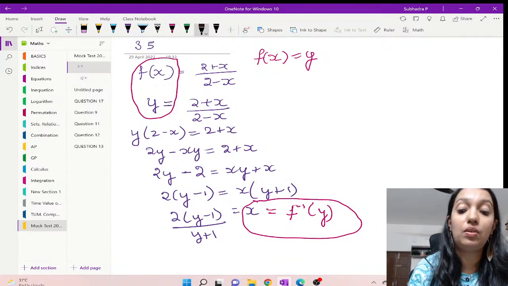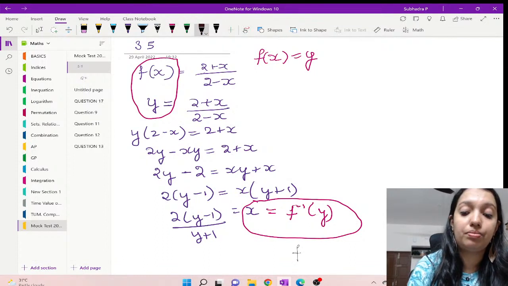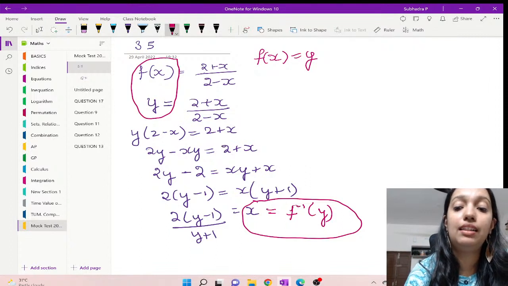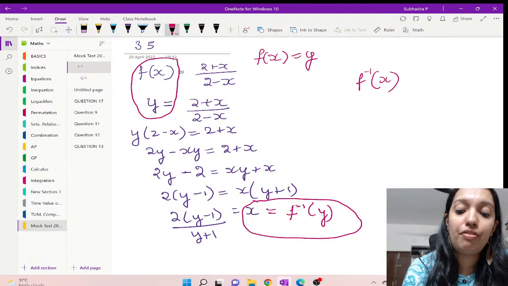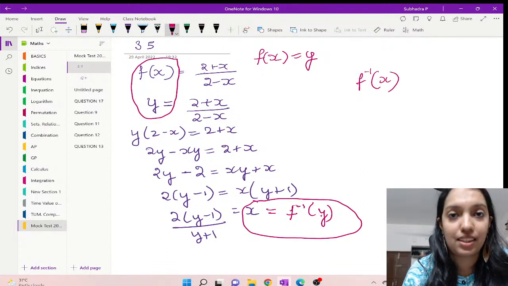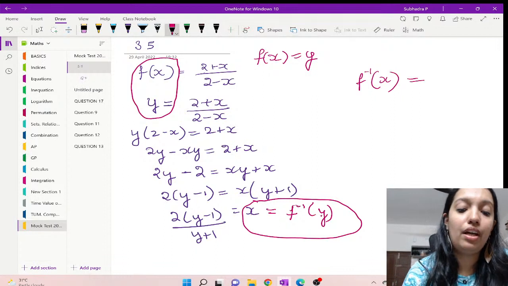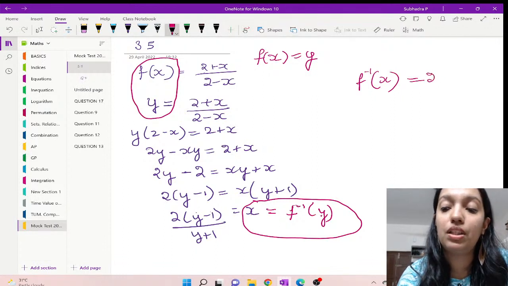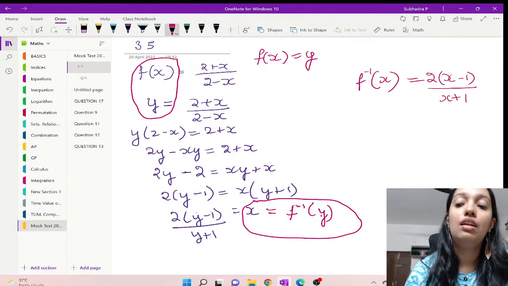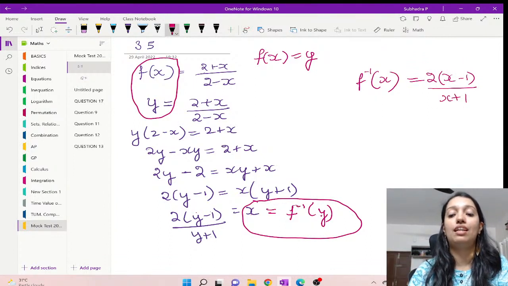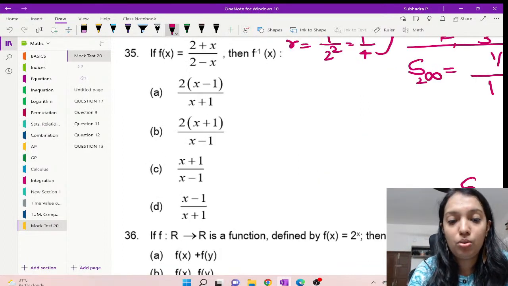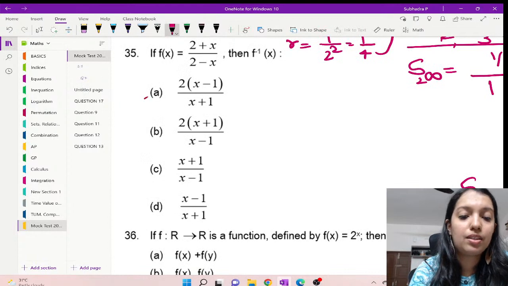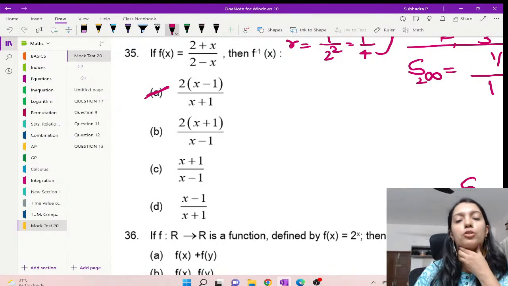What have they asked in the question? Find f inverse of x. So in place of y, replace with x. You will get your answer. Wherever you find y, replace with x: 2(x minus 1) divided by x plus 1. Check whether you have this option. 2(x minus 1) divided by x plus 1. Yes, we have. It is option A.